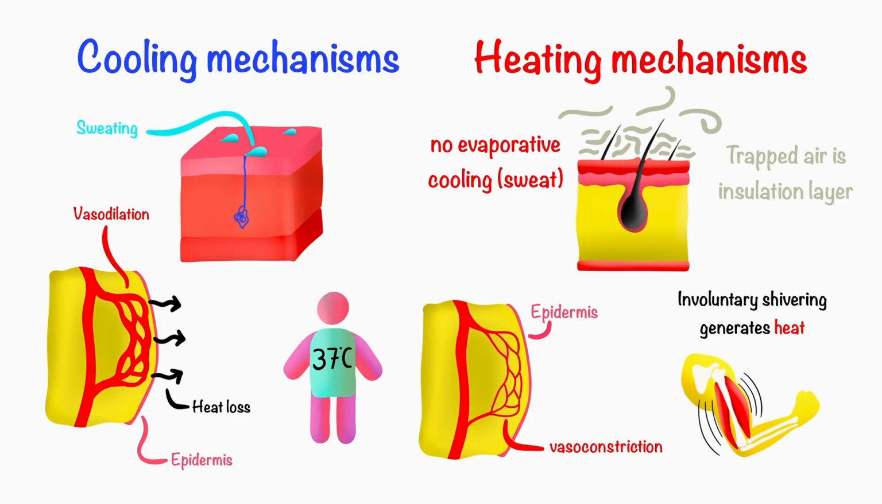These heating and cooling mechanisms work together to maintain our core temperature within a narrow range, despite varying external conditions. Both sets of responses are automatic. We don't consciously control them. They're controlled by the autonomic nervous system, which regulates many unconscious bodily functions.